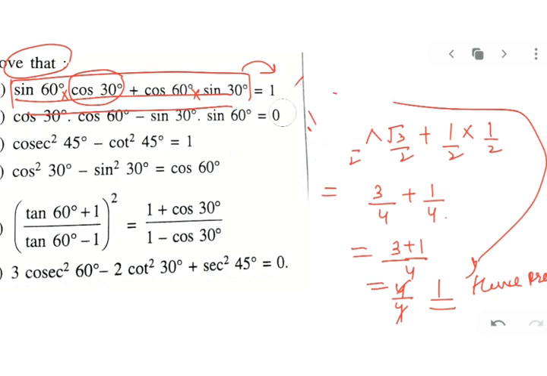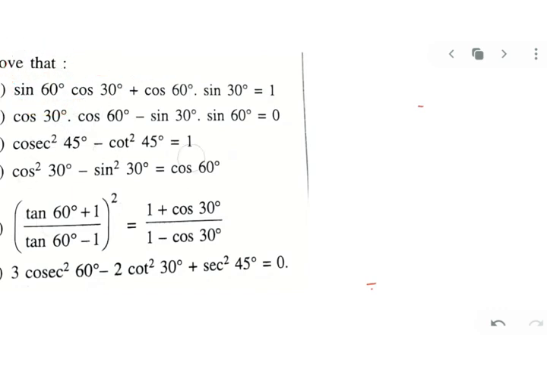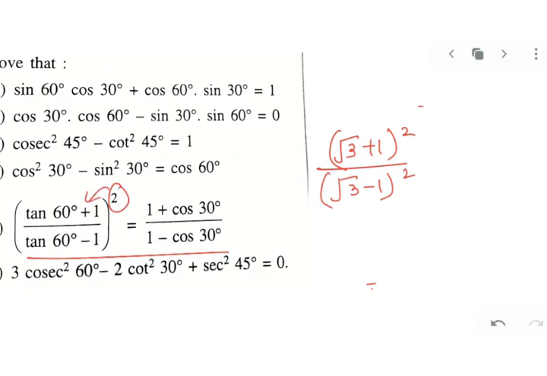Next we will do the fifth. I'm taking random problems. You, my dear kids, you have to do the remaining problems also. In the fifth you have tan 60 plus 1 the whole square upon tan 60 minus 1 the whole square. This square is on both the numerator and the denominator, and it should be equal to this. Getting my point? So I will solve the left hand side first and then the right hand side.